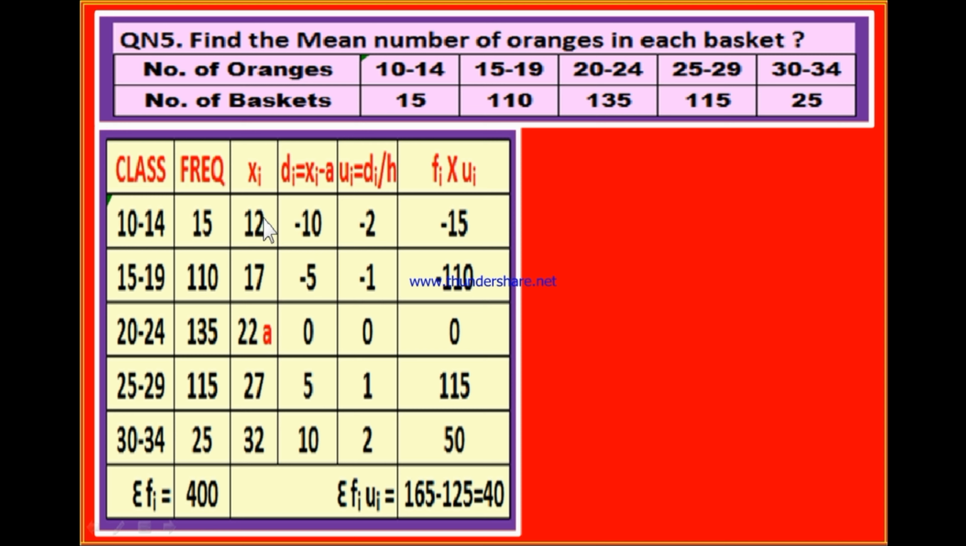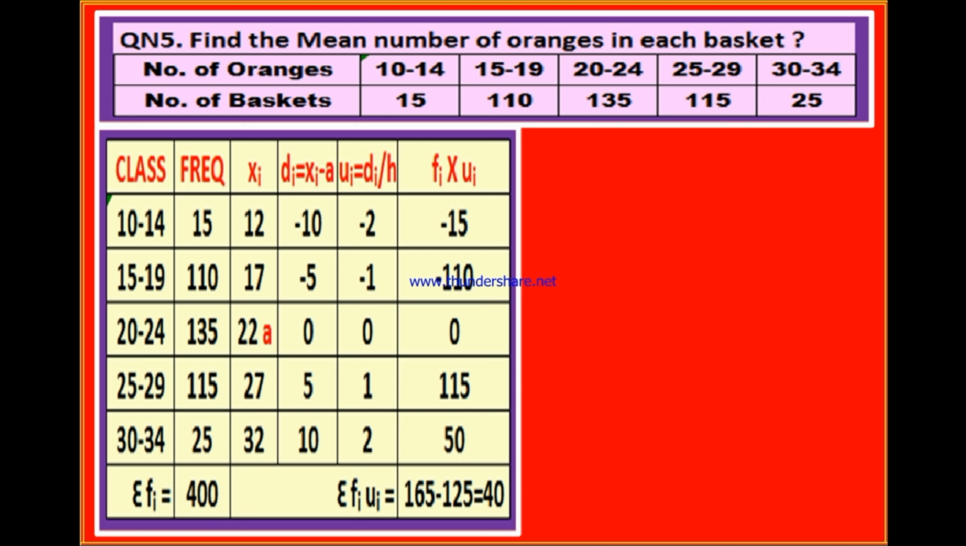Of course, you can consider any of these mid values as A, no problem. Whatever value you take as A, you will get the same answer finally. Anyhow, we took this class mid value, 22, as A. This A stands for assumed mean.